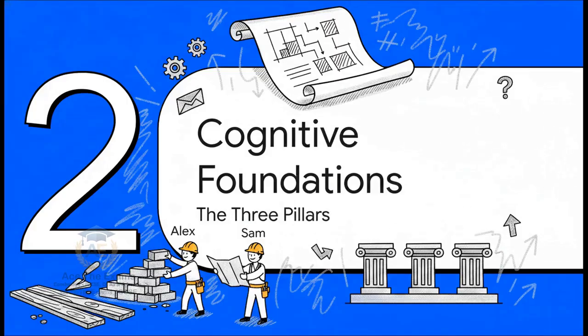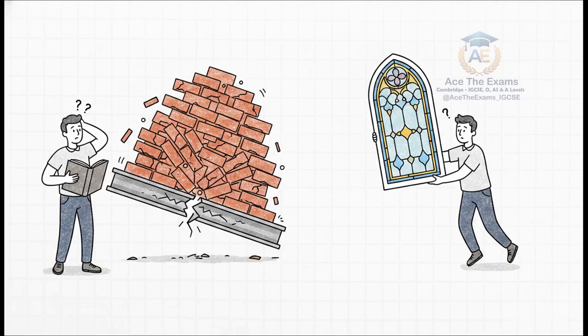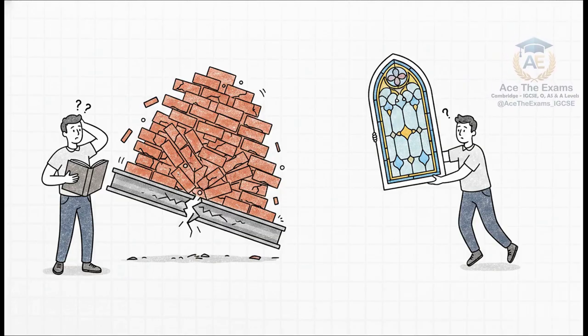Let's move on to Section 2. Cognitive foundations, the 3 pillars. Let's look at the exact assessment objectives enforced by Cambridge examiners. To explain this, I want you to imagine 2 junior builders on our site. Let's call them Alex and Sam. Cambridge requires 3 specific cognitive pillars: knowledge and understanding, analysis, and evaluation.